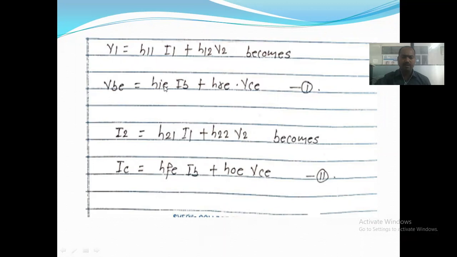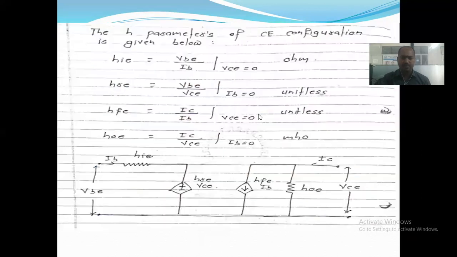So when we calculate HI, HI equals VB divided by IB when VC equals zero. So HI equals VB divided by IB when VC equals 0, right? V upon I indicates resistance, so the unit of it is ohm.